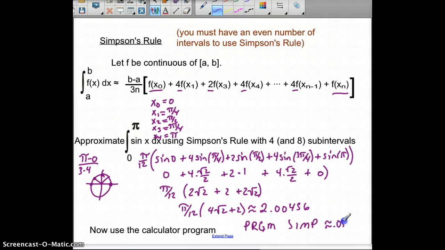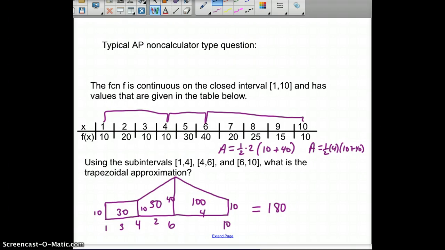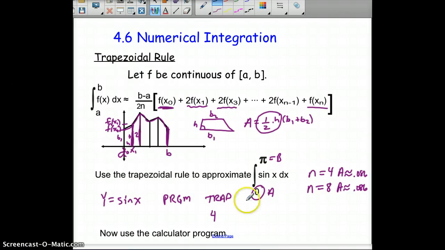I must have made a mistake in the other part. Pause for a moment here. Oh, I found out what I did. I had my calculator in the wrong mode. So if you put your calculator in radians, you do get 2.00456. So you were probably confused back here about the 0.086 because my calculator was in the wrong mode.